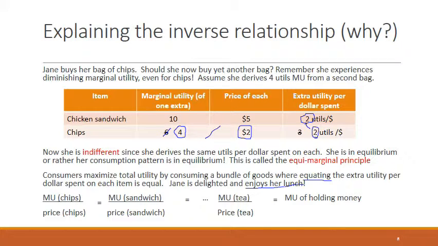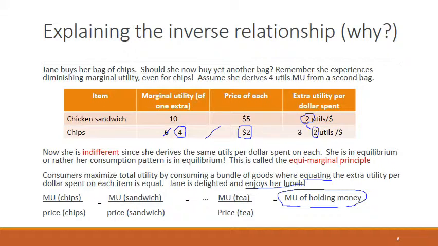How do we express that in the formula method? The marginal utility for chips divided by the price, that's the extra satisfaction per dollar spent, for chips should equal the same for sandwiches, and the same for tea, and the same for coffee, and so on, and even should equal the marginal utility of holding money. Now in this case, for example, she derives 2 utils per dollar in the case of chicken sandwiches and chips.